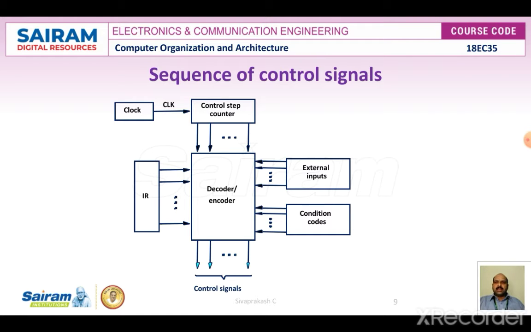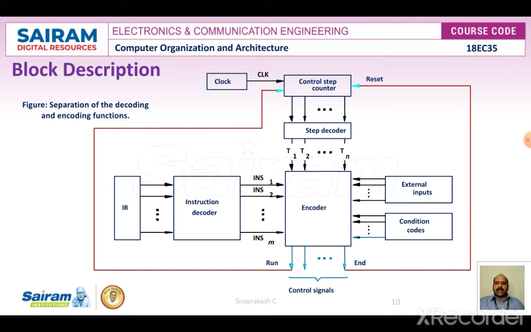To gain insight into the structure of this control unit, we start with a simplified view of the hardware, which involves the decoder and encoder block diagram. This is a combinational circuit that generates the required control outputs depending upon the state of all the inputs: condition codes, external inputs, control step counter input, and the IR input. By separating the decoding and encoding functions, we can obtain more detail about the block diagram. Let's discuss the separate diagram given here, a separation of the decoding and encoding functions.